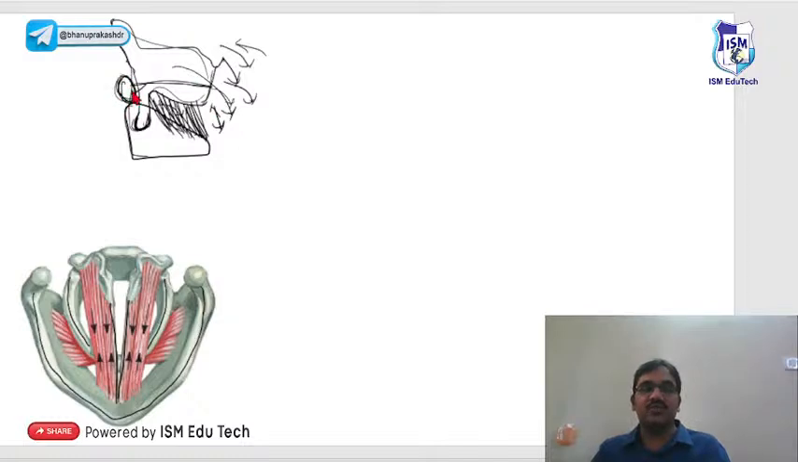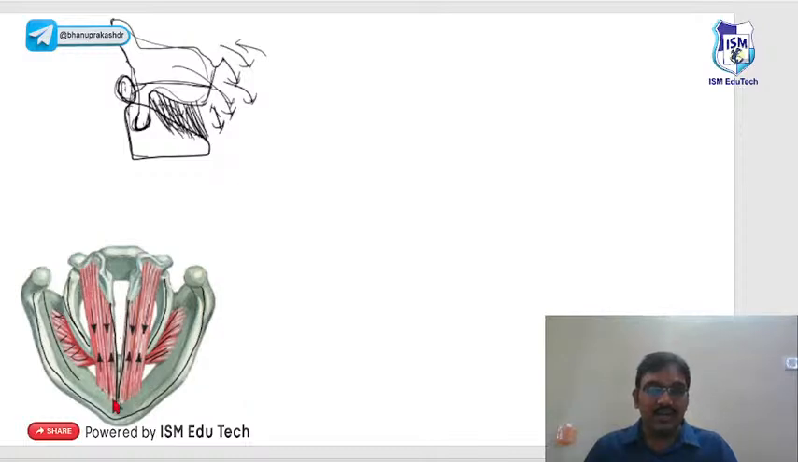The arytenoid is staying here only, with the help of the cricoarytenoid joint. What happens to this vocal cord? It will get tensed, it will get pulled, lengthened. So that is what is called the tensing movement of the vocal cord. The tensor movement is done by your cricothyroid muscle. These are the cricothyroid muscles you can see on either side attaching the thyroid and cricoid.